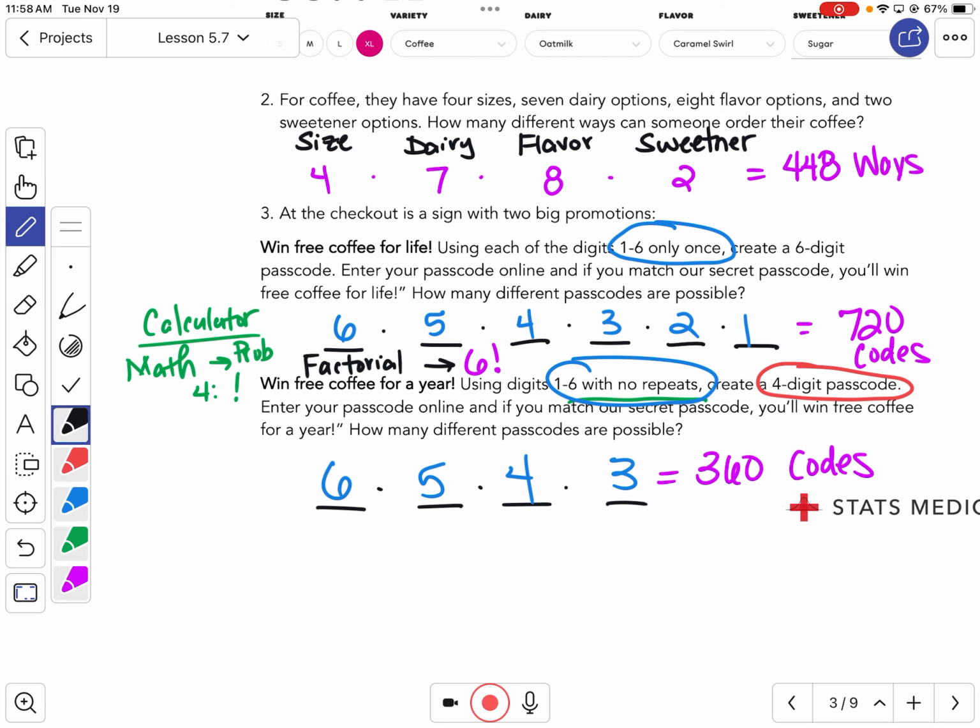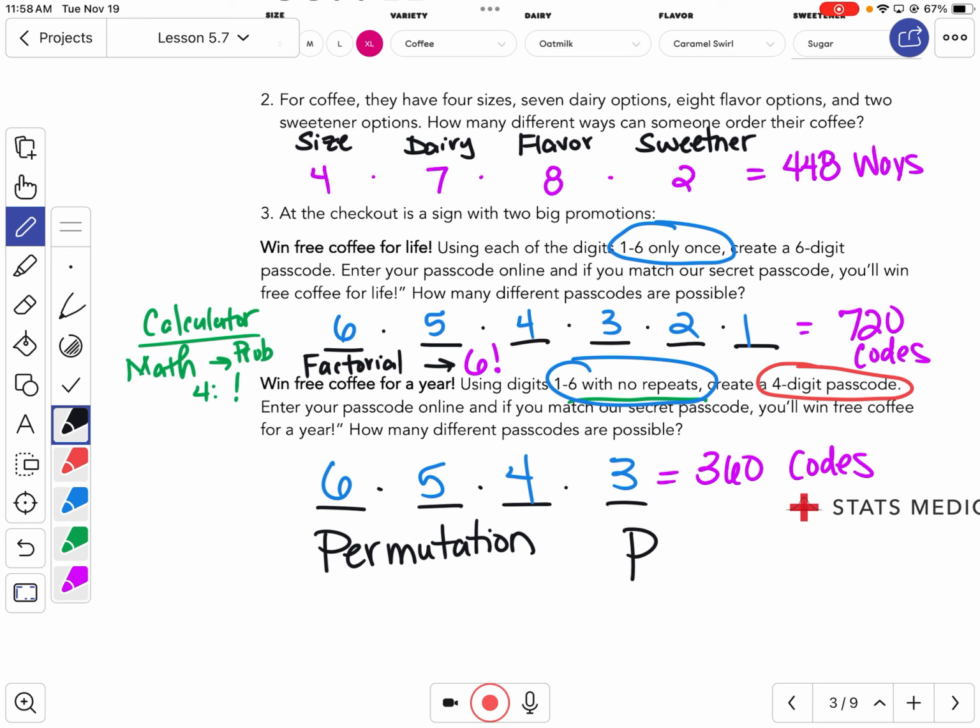Now, this is what we refer to as a permutation. It's the counting principle. We count down, but we don't count all the way to 1. It's called a permutation, and we use a big P.